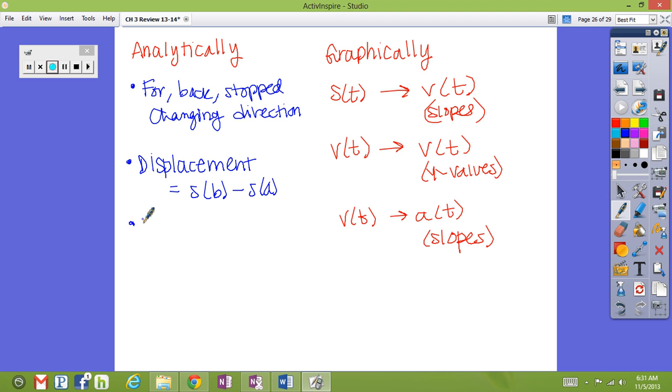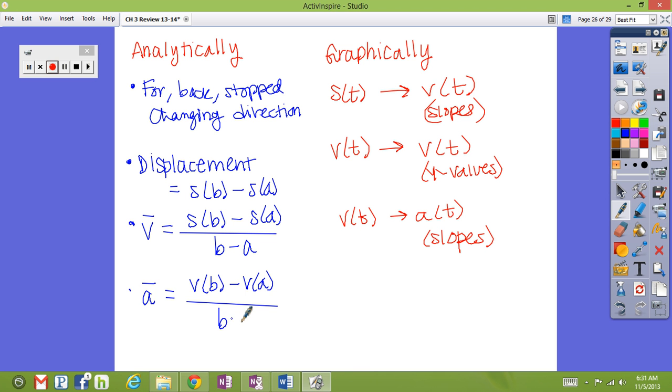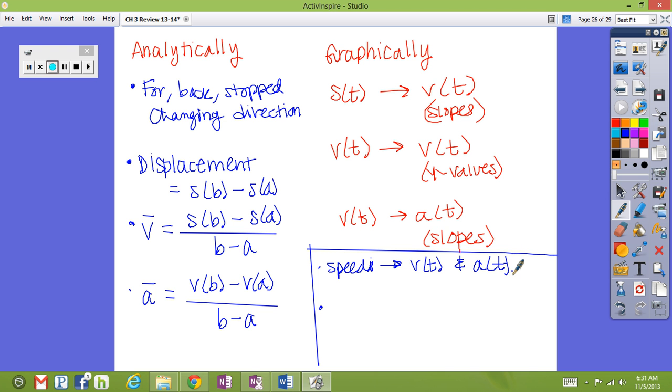You should be able to tell me the average velocity. That symbol looks like this, and that would be the displacement divided by time. You should be able to give me the average acceleration, which then becomes the change in velocities divided by time. You should be able to give me speeding up, slowing down, and tell me about acceleration. Remember, for speed, we want to talk about two functions, velocity and acceleration, unless you want to do it graphically, and that's probably the one difference.